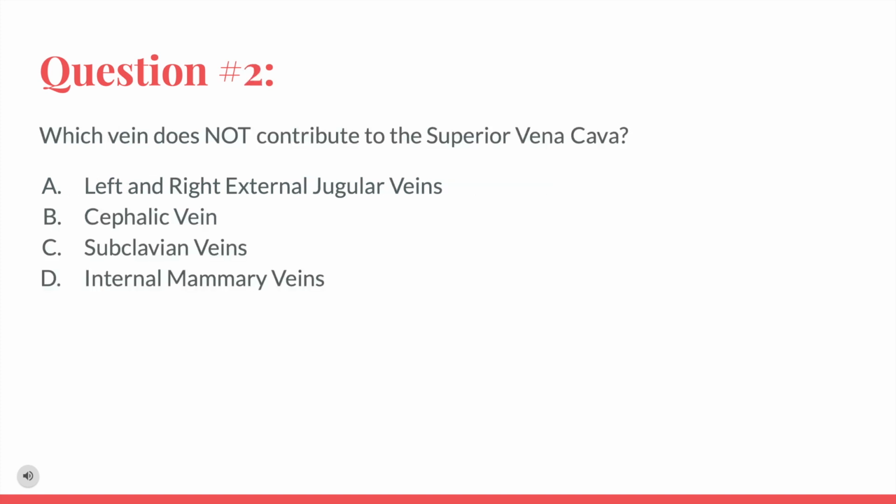Question 2, which vein does not contribute to the superior vena cava? Okay, the answer to question 2 is B, the cephalic vein, because the cephalic vein is its own vessel that runs along the shoulder region of the cat. It is not connected to the superior vena cava at all.